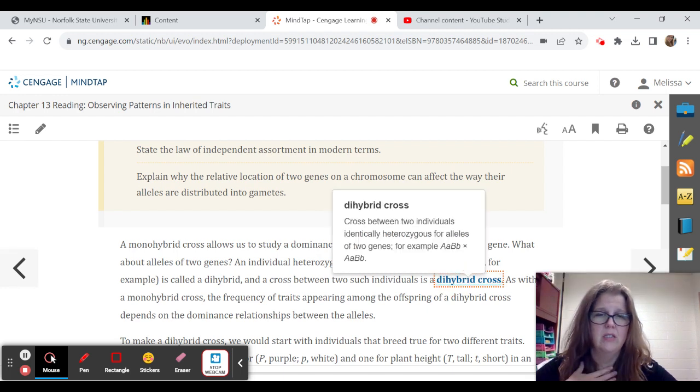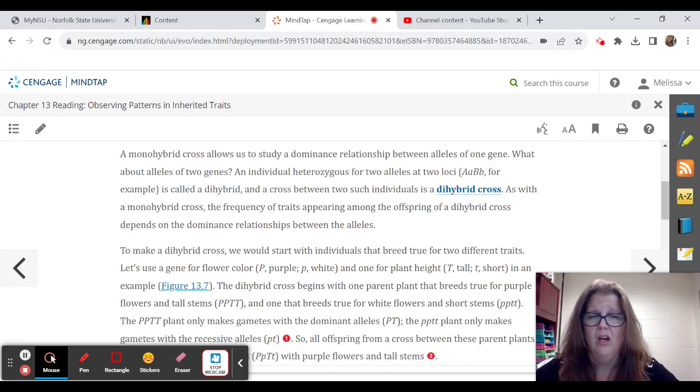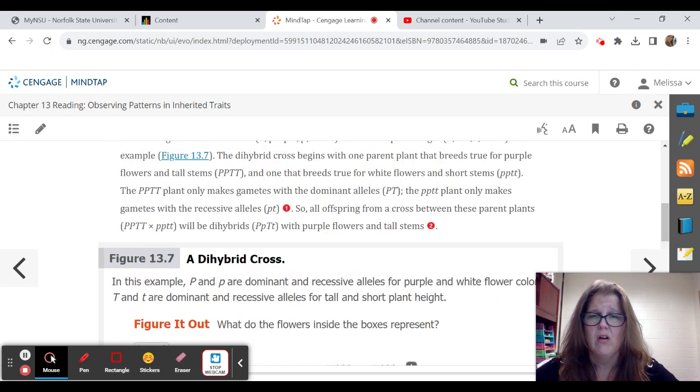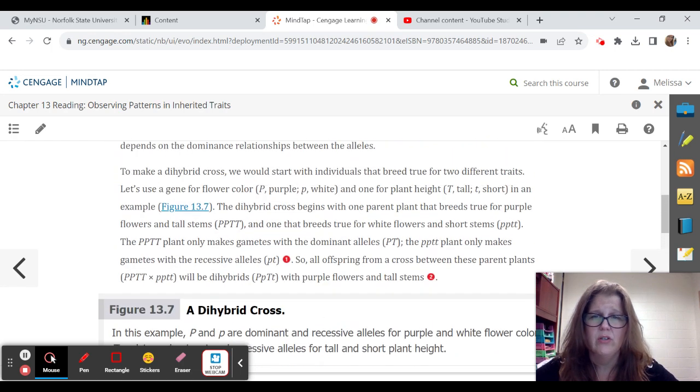If you haven't been doing that, it's an excellent resource. So it's talking about two individuals who have alleles for two genes. It says heterozygous, but it doesn't really matter what they are. So a dihybrid cross, again, is talking about two different traits, two different positions on a chromosome.